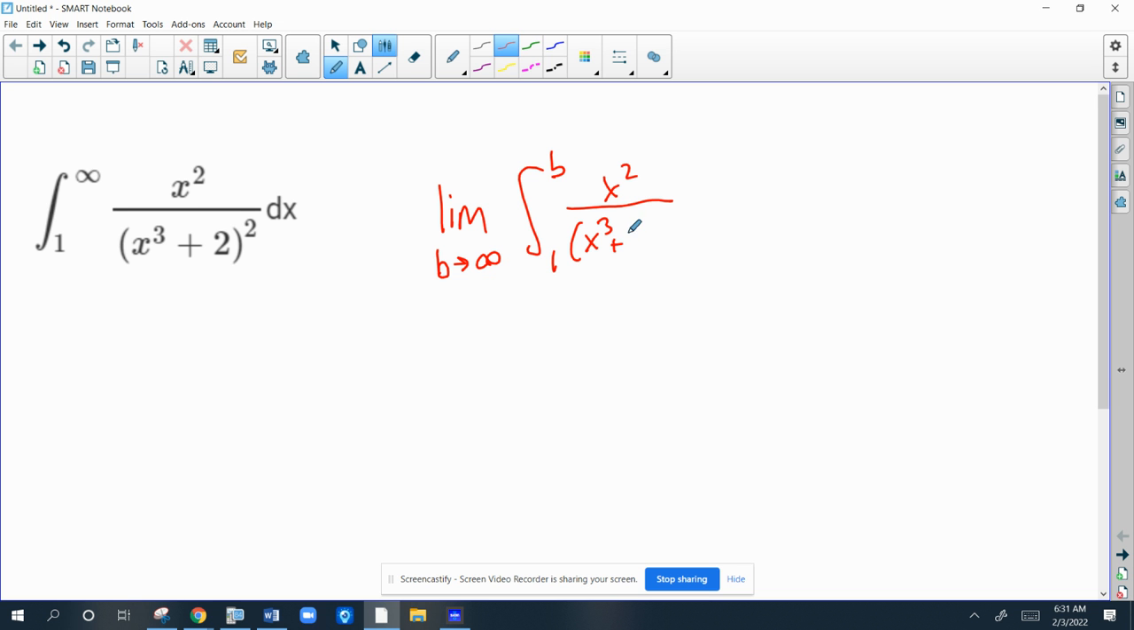So now you just integrate this as normal and then apply the limit. So this process is pretty simple. You've done all this before. So this integral, first of all, is going to require a U substitution.